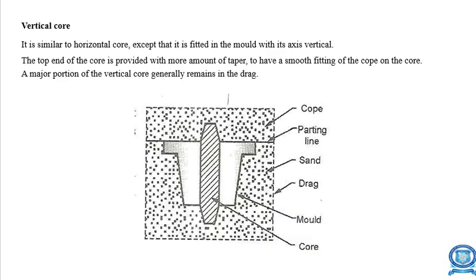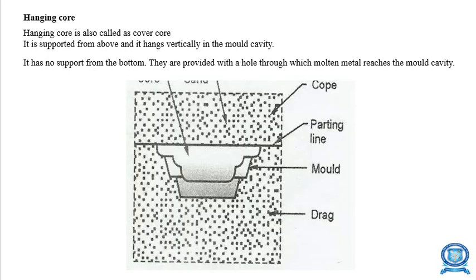Next one, vertical core. It is similar to horizontal core except that it is fitted in the mold with its axis vertical. The top end of the core is provided with more taper to have smooth fitting of the cope on the core. A major portion of the vertical core generally remains in the drag molding box, like the diagram itself.